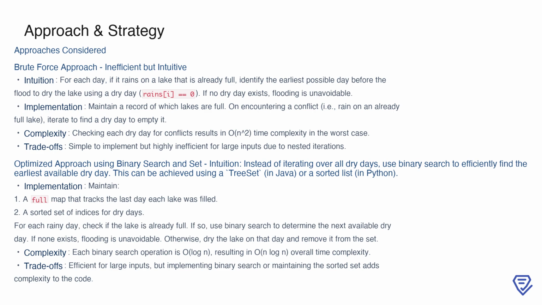When it rains on a lake that's already full, we use binary search to quickly find the next dry day. If such a day exists, we dry the lake and remove that day from the set. If no dry day is available, flooding occurs. This approach reduces the time complexity to O(n log n), as binary search operations are much faster than linear iterations. While more efficient, it does require additional implementation complexity to handle the sorted set or binary search logic effectively.